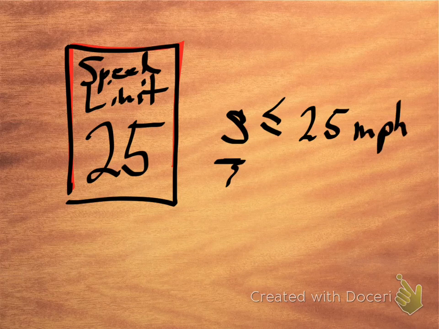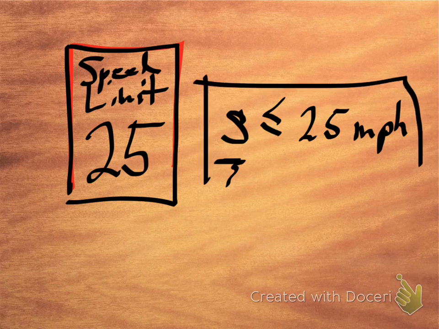Okay. Now we know that really if you drive down the street at 28, they're probably not going to pull you over. But to be totally legal, you're supposed to be driving less than or equal to, it's totally fine if you drive the speed limit, you're just not supposed to go any faster than that. So less than or equal to 25 miles an hour. And so that's just a real life example of where we see inequalities.